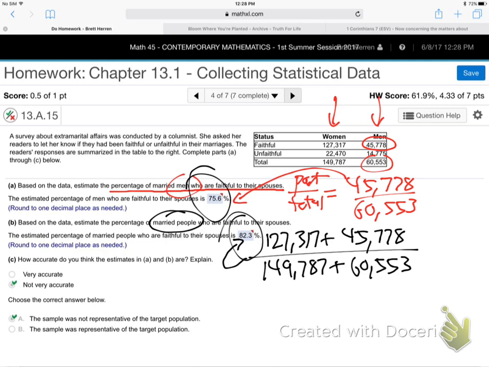Now, what does that mean? They're going to ask you about that. Do you know what that means? What's the target population? Remember what target means? Your goal. What are you aiming at? What is Dear Abby or whoever trying to figure out with these questions? Isn't she trying to figure out what percentage of America is faithful in their marriages? It never says that anywhere, but we all understand. This magazine is trying to give us a feel for what percentage of America, or some big group, is faithful in their marriages.